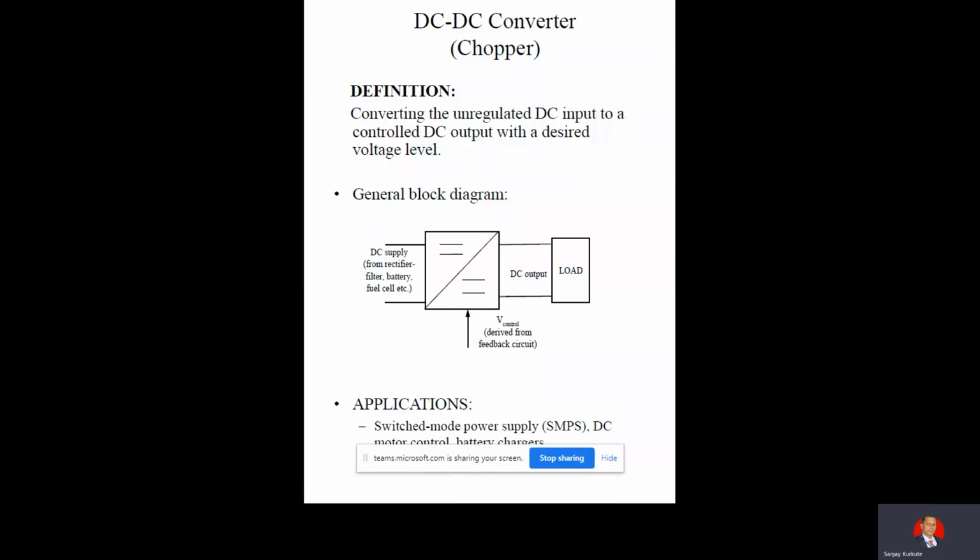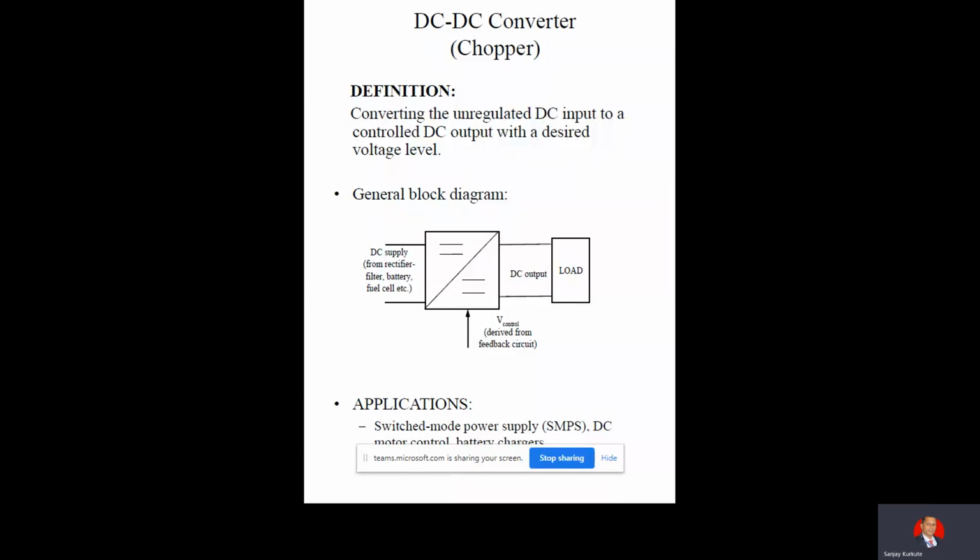Similarly, the same definition we can represent in terms of a block diagram. That is, input is DC, unregulated DC, and output is controlled DC. And load may be motor load or something like this. And depending upon the feedback, you may have automatic operation, closed loop operation.